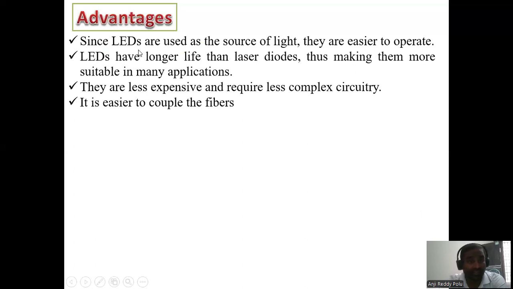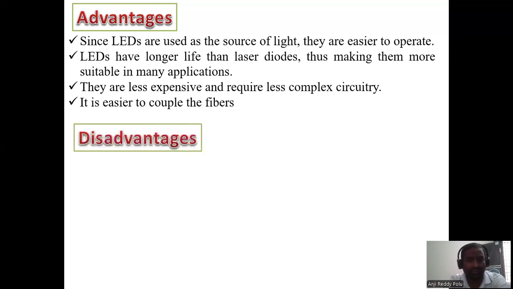Advantages: since LEDs are used as the source of light, they are easier to operate. LEDs have longer life than laser diodes. Compared to laser diodes, LEDs have a longer lifetime, thus making them more suitable in many applications. Compared to lasers, they are less expensive and require less complex circuitry. And it is easier to couple the fibers. If the diameter is more, then it is easier to couple the fibers.